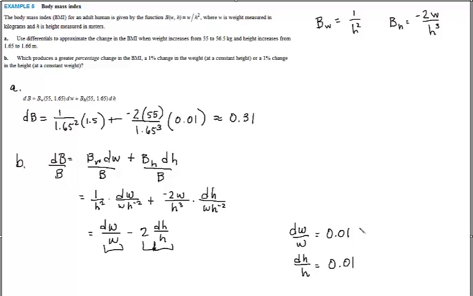I'm now going to say a 1% change in my weight results in just a 1% change in the body mass index, but notice that a 1% change in height results in a 2% change in the BMI, so that lets us know that the BMI is more sensitive to a change in height than in weight.